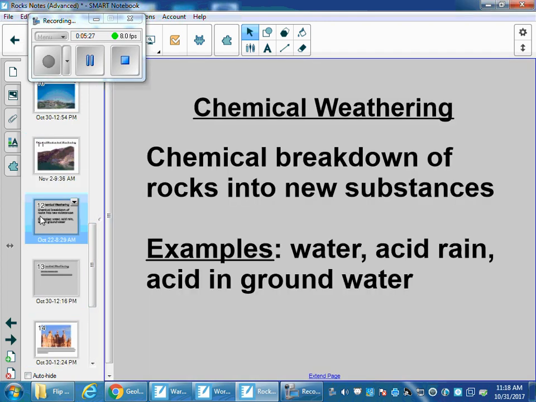The other type of weathering is chemical weathering. Chemical weathering is the chemical breakdown of rocks into new substances. So you'd have some sort of reaction taking place. We're making a new substance. Think chemical change. Some examples of that would be water, over time, reacting with that rock. Acid rain, if there's acid in groundwater. All of those types of things would be examples of chemical weathering.